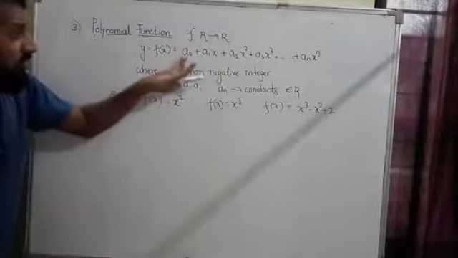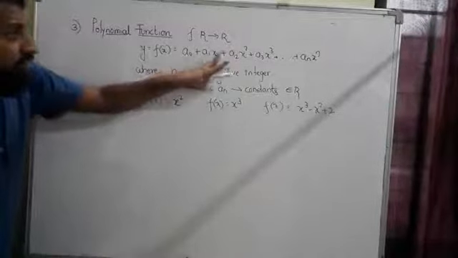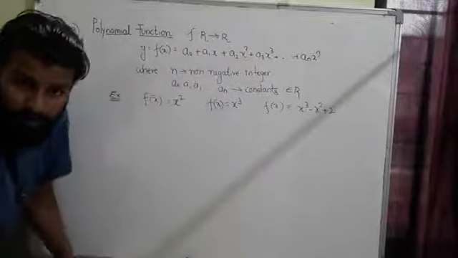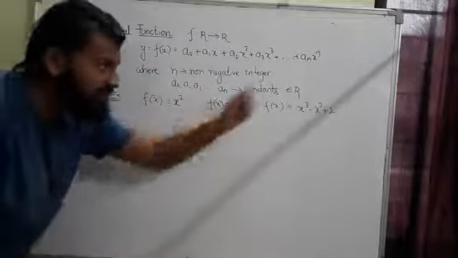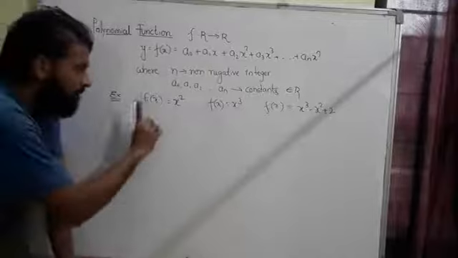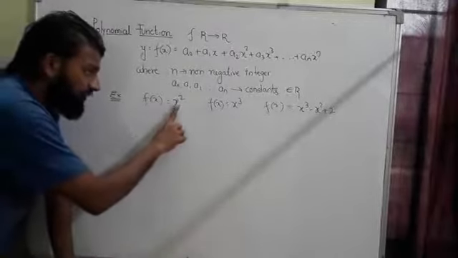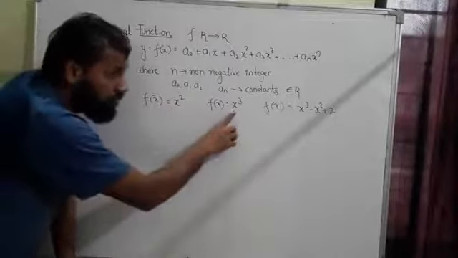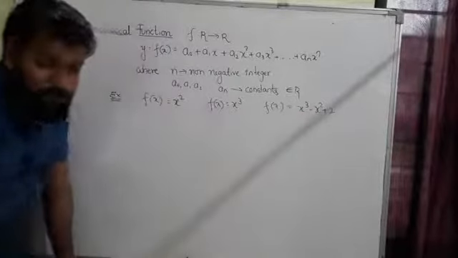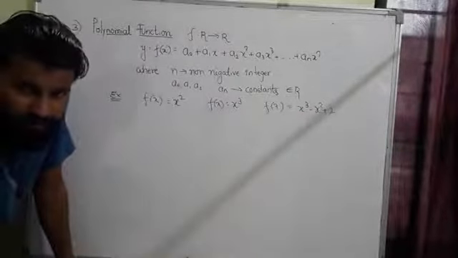And the constants a0, a1, a2, a3, they all are constants. They are from a real number set. So examples of simple polynomial functions are f of x equal to x square or x cube or x cube minus x square plus 2. These all things you already know from 10th standard.